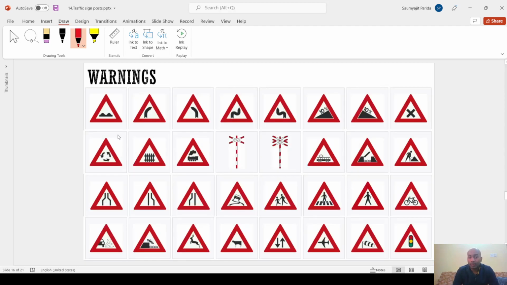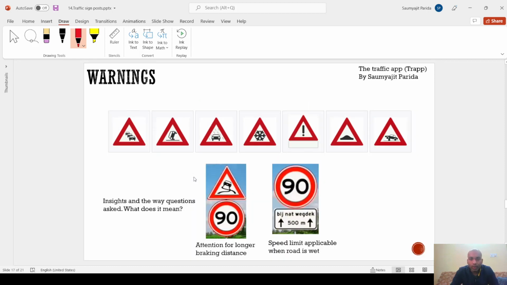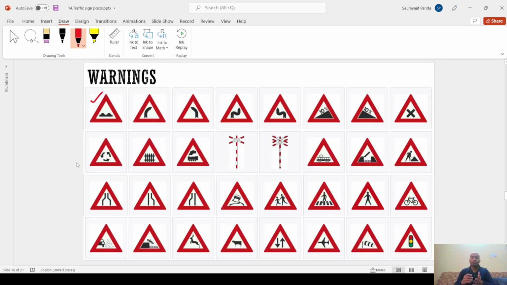Okay, warning signs. This is a warning sign for an undulated road, not for humps or speed bumps. For speed bumps, do I have? Yeah, this is a symbol. This is a signpost for speed bumps. So please don't get confused between this and this. In Wikipedia, there is a big list available, so one can go and refer there for all the information. Also, what these warning signboards mean is easily available online.